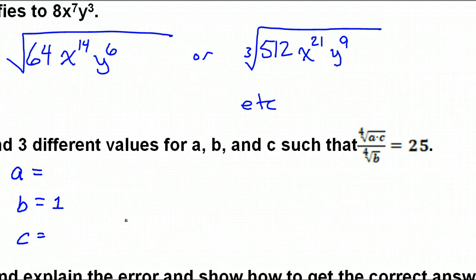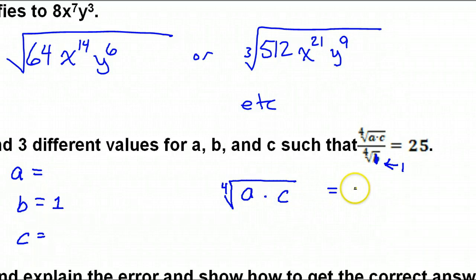There's no reason why we can't let one of them be 1. So if b is 1, then we can kind of forget about that, because that makes the entire denominator a value of 1. So far that means we just need to concentrate on the fourth root of a times c, and that has to give us 25. Okay? So let's just work backwards. Now here's the key.